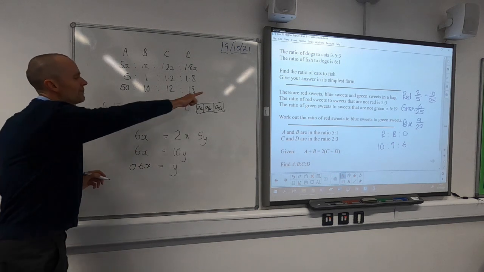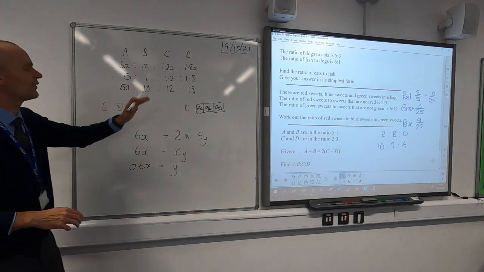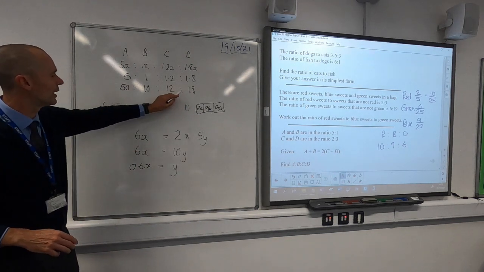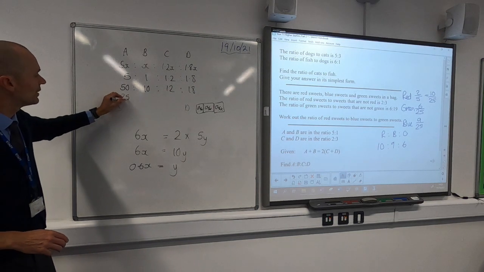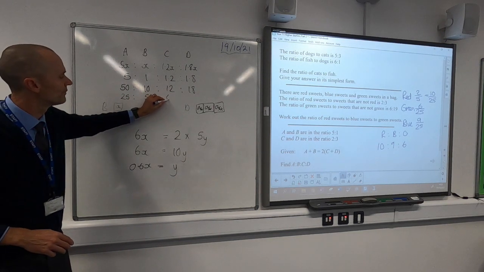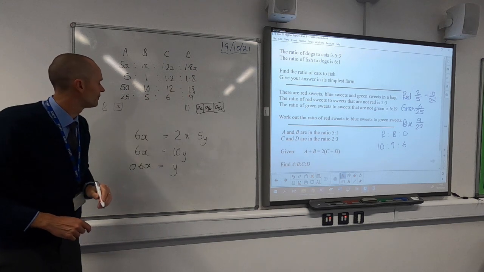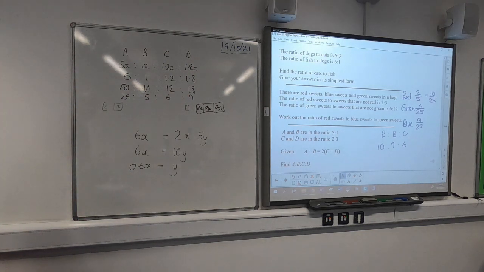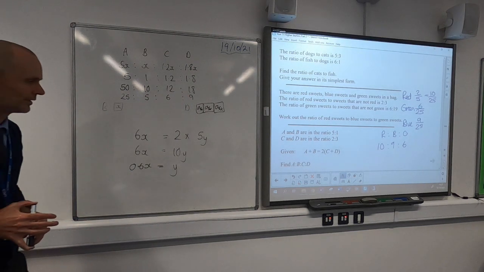Right, I'm nearly there with this one. I can simplify that ratio because they're all in the 2 times table. So that's my final answer: 25 to 5 to 6 to 9.